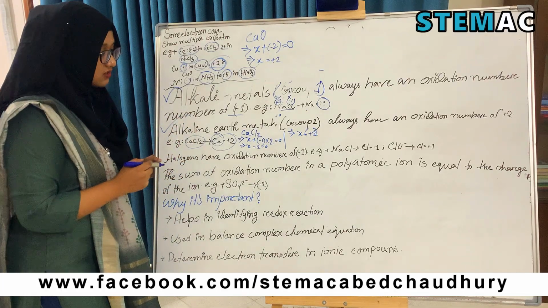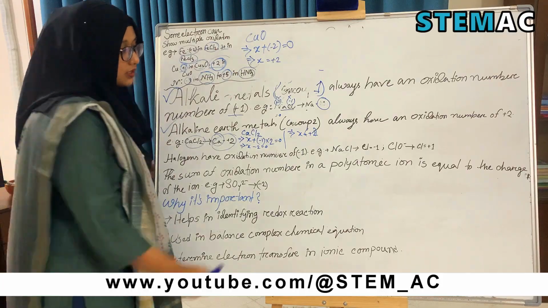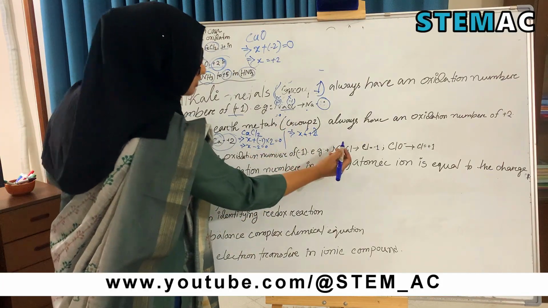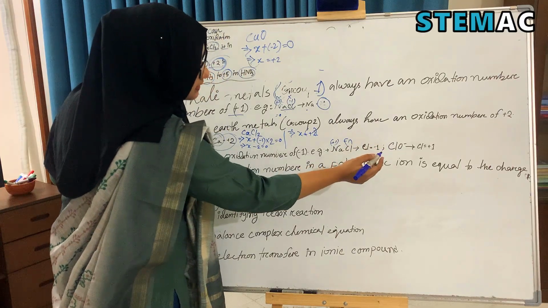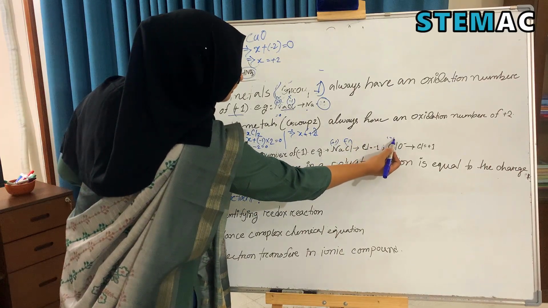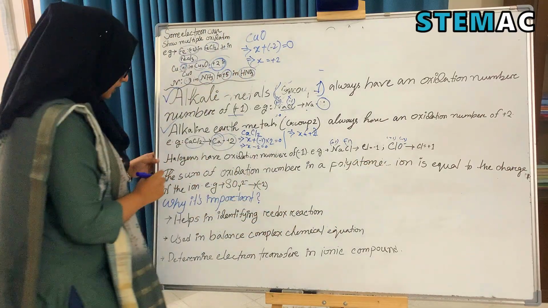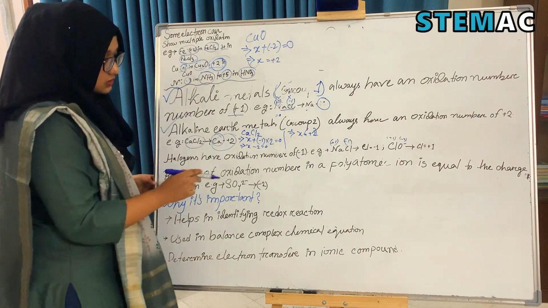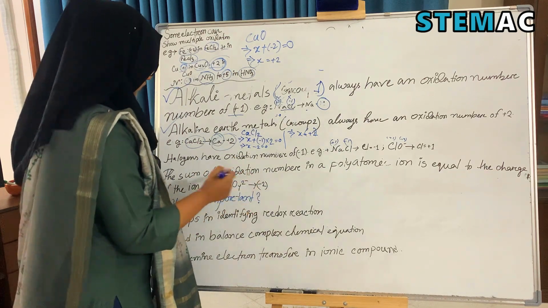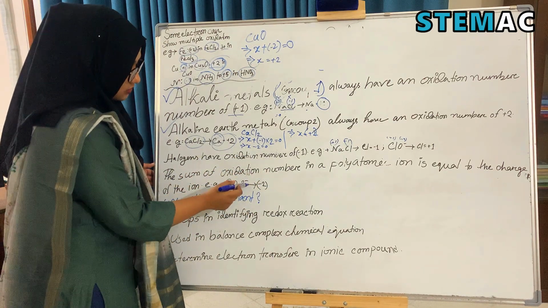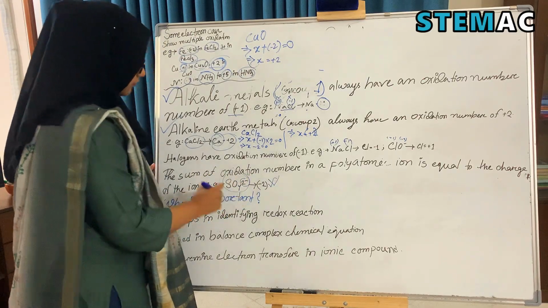In the case of halogens, the oxidation number is usually -1, as in sodium chloride, +1 and -1. In chlorine oxide, chlorine has +1 and oxygen has -2. And the sum of the oxidation numbers in a polyatomic ion is equal to the charge of the ion. For example, SO4 2- has a total oxidation number of -2.